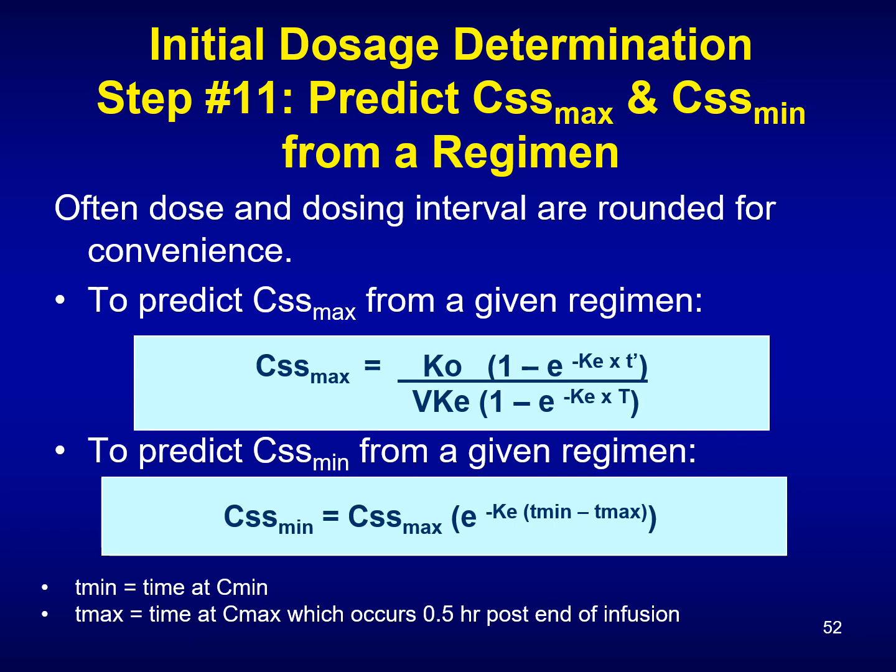Tminimum is the time at which Cminimum happens. It is at the end of the dosing interval. For example, if this is an 8-hour regimen, then the Tminimum occurs at 8 hours from the previous dose.